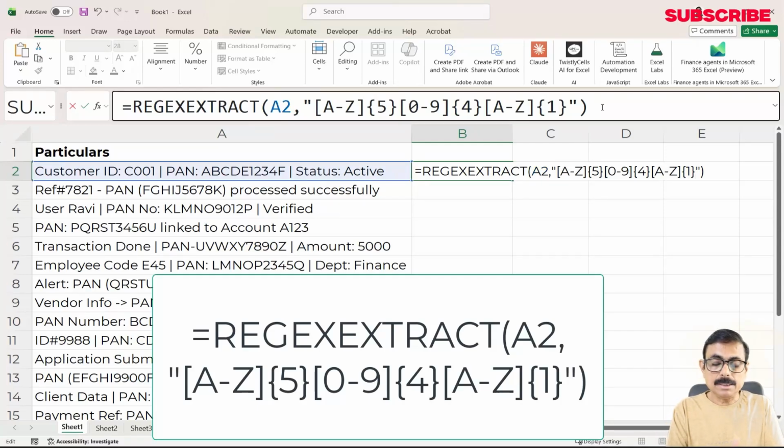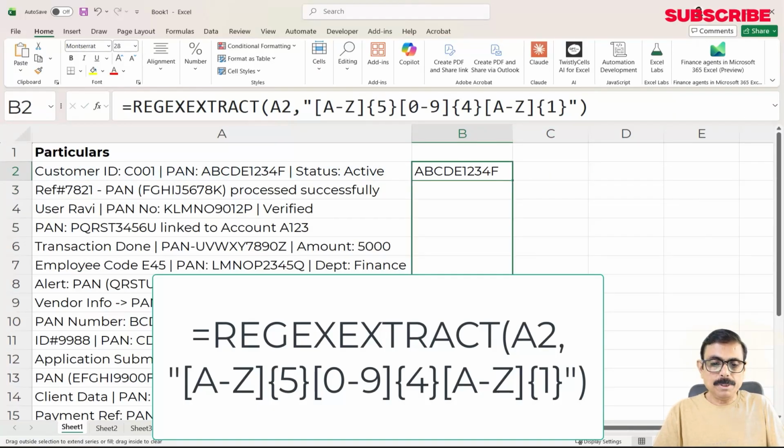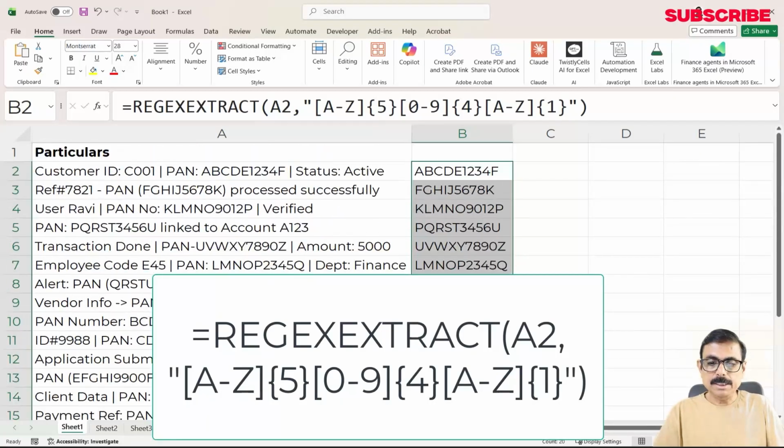Let us understand this. A to Z 5, 0 to 9 4, A to Z 1. A to Z and 0 to 9 should be in the square brackets. The number of characters, like 5, 1, 4, etc., will be in curly braces. 5 characters, that is the starting 5 capital alphabets, 4 numbers and 1 capital alphabet. And the answer is there. And if I just copy paste this formula across, you can see nicely the PAN number only is actually extracted.